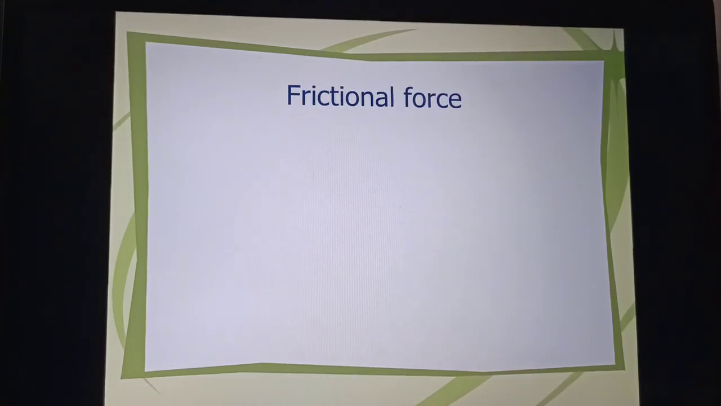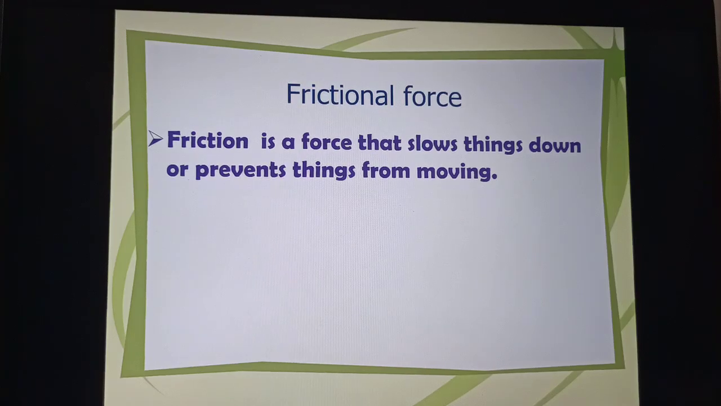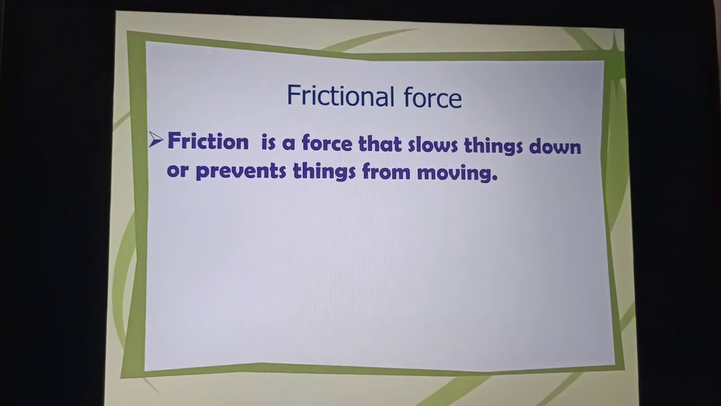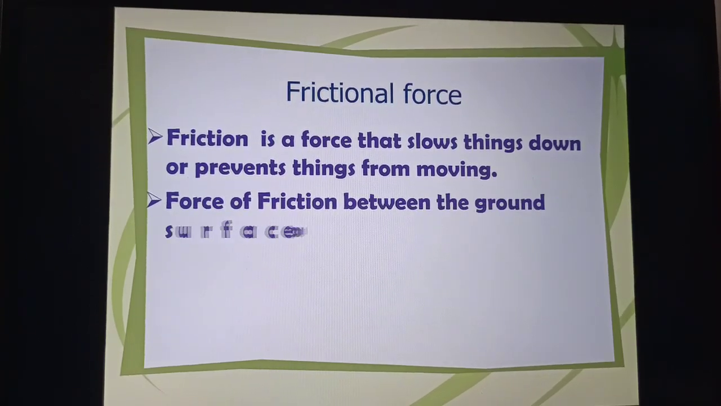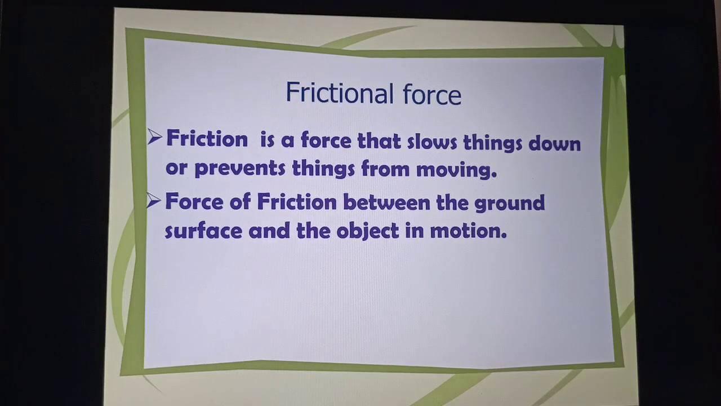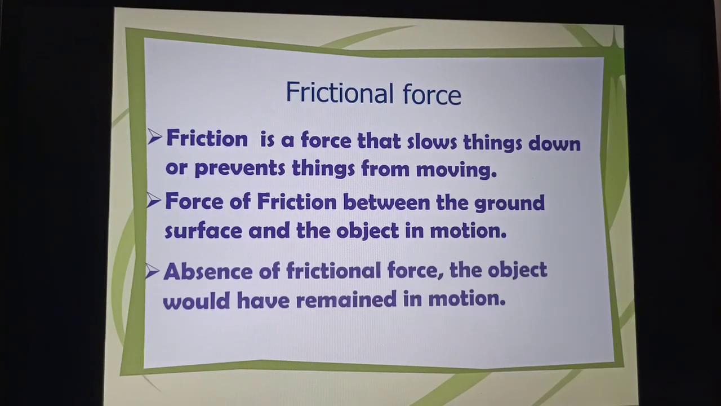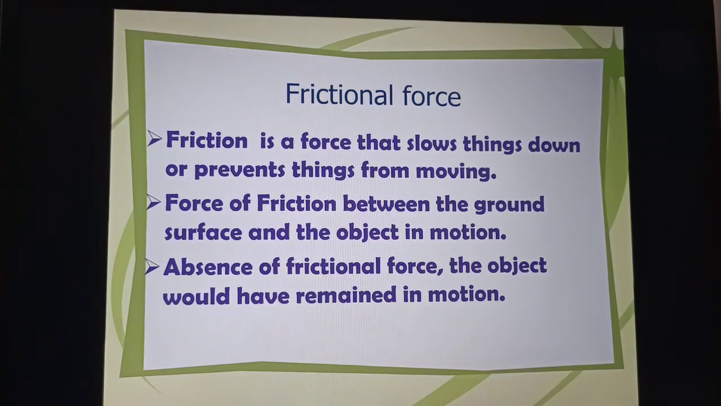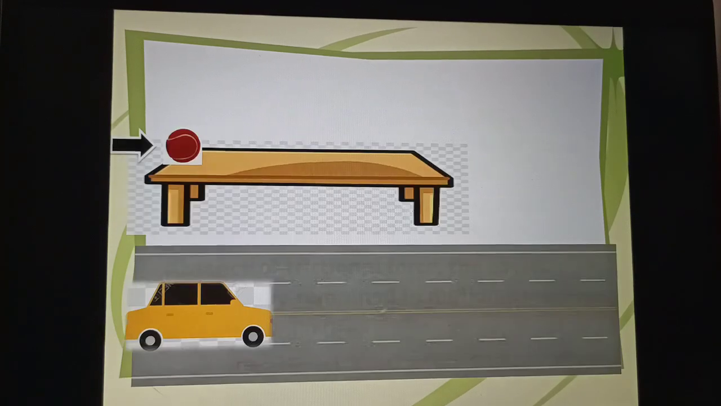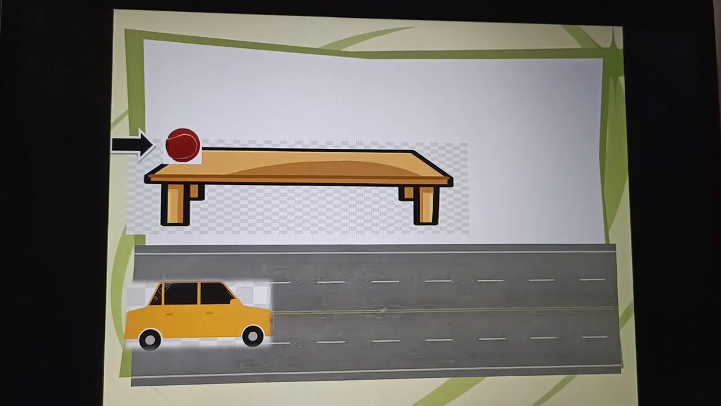Next topic is frictional force. Friction is a force that slows things down or prevents things from moving. It is the force of friction between the ground surface and the object in motion. In the absence of frictional force, the object would have remained in motion. It is useful in daily life. Now, the examples of frictional force.